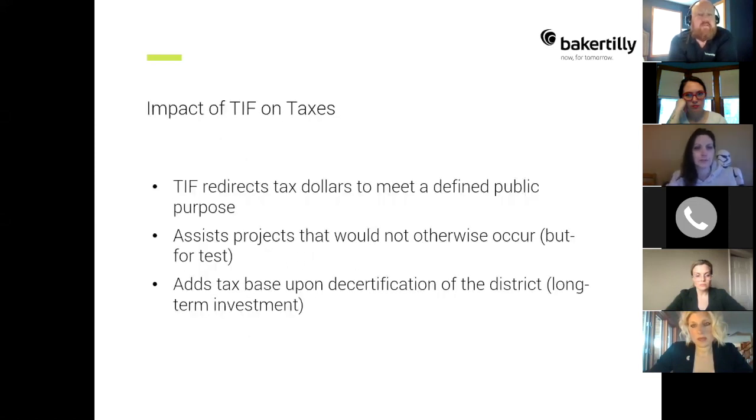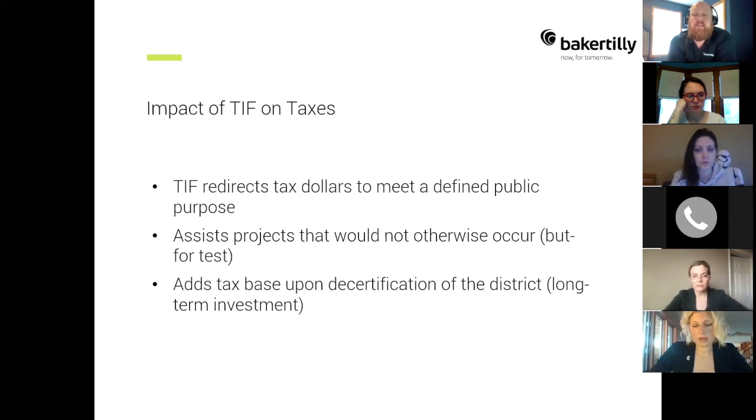So what is the impact of TIF on taxes? So TIF does redirect those future tax dollars to meet the defined public purpose of the district. It allows a project to occur that would not otherwise occur, which is kind of what's known as the but-for test. I'll talk about that in a little bit. And it does add tax base upon the decertification of the district. So there is a long-term investment component there.